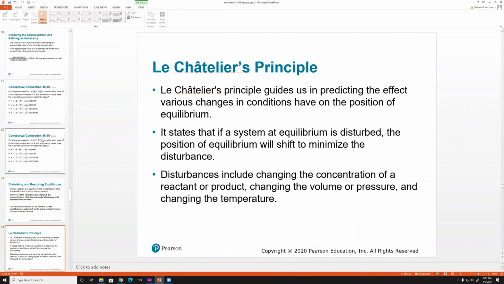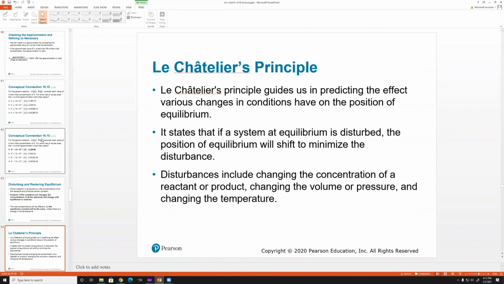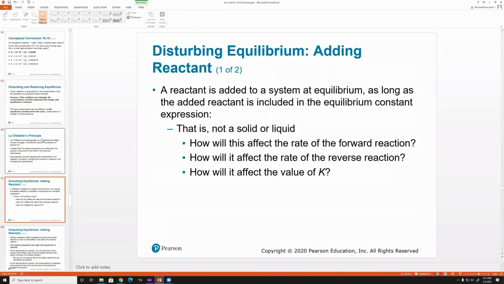So the last thing we're going to talk about is disturbing equilibrium. And this is what we call Le Chatelier's principle. So it's saying that if we change either the temperature, the volume, or the reactant or product concentration of a reaction already in equilibrium, what is going to happen to the reaction? Any of these disturbances and the attempt to restore equilibrium is what we call Le Chatelier's principle. So it guides you on what's going to happen.